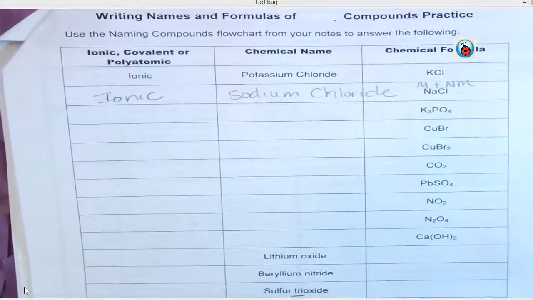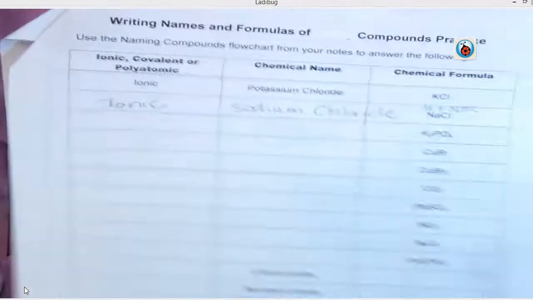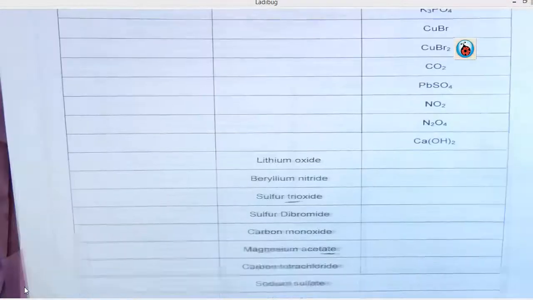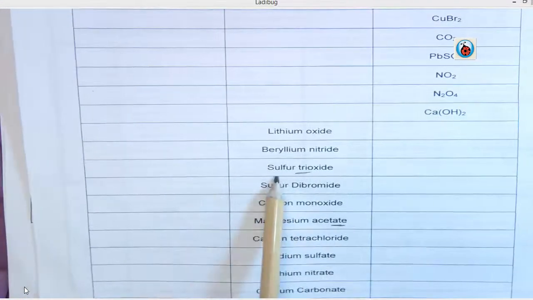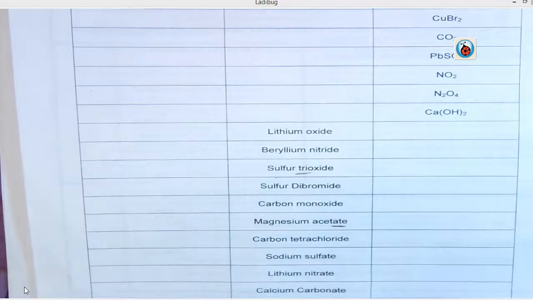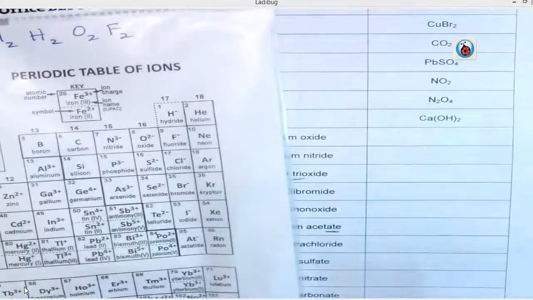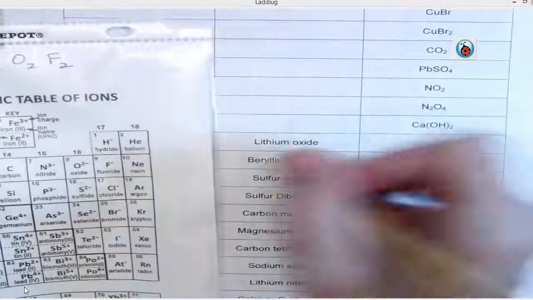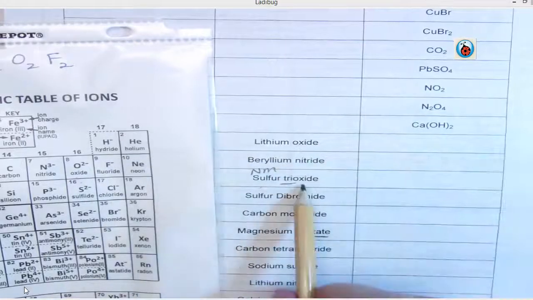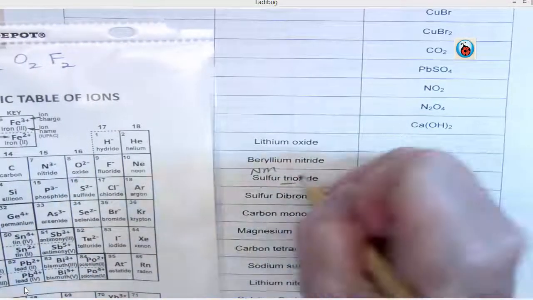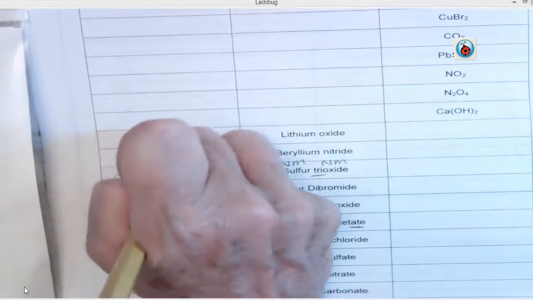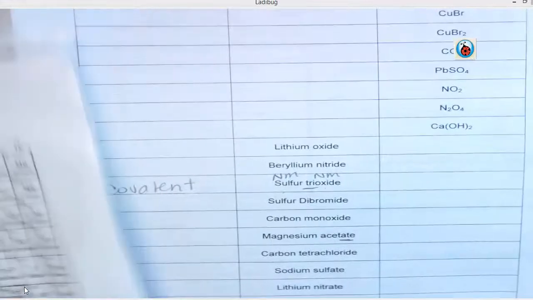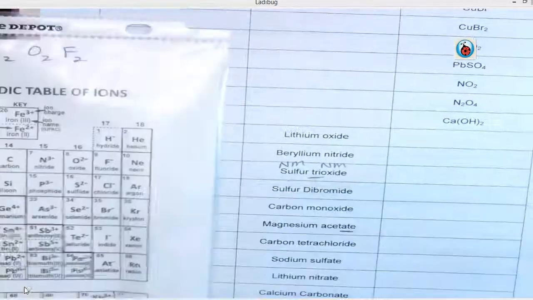All right, so use that chart and see if you can figure those out. Ionic, covalent, or polyatomic. Okay, what if we have the name though? Okay, let's look at one right here. So I've got sulfur. All right, so I find sulfur here. It is a nonmetal, so I've got a nonmetal. And then oxide, remember, is oxygen. So that's another nonmetal. So I know that is covalent, right?